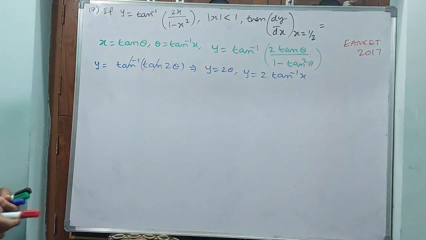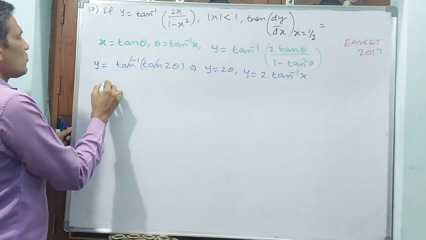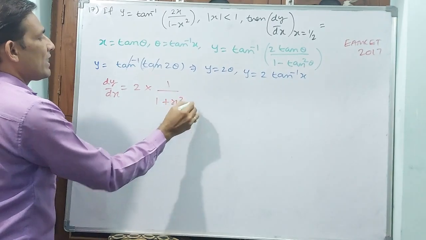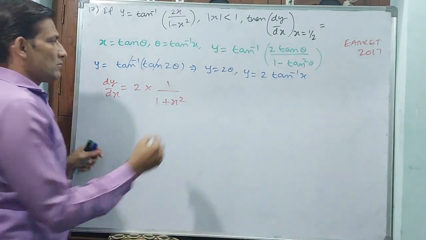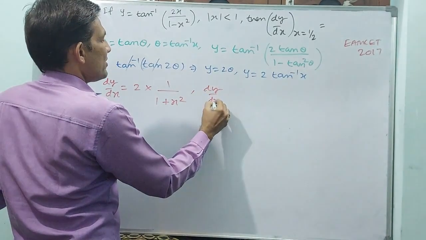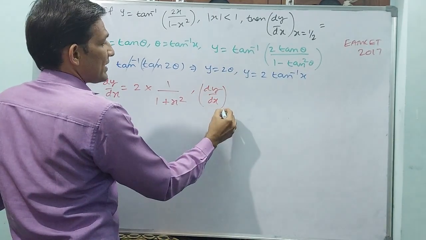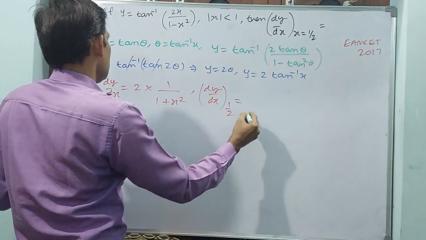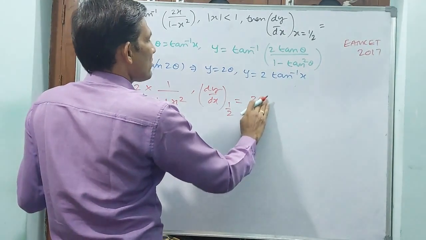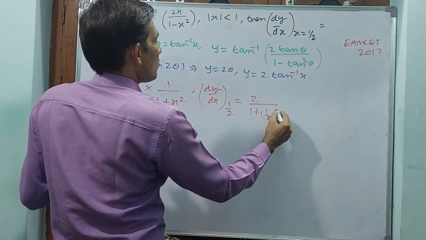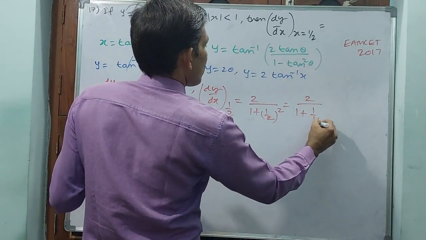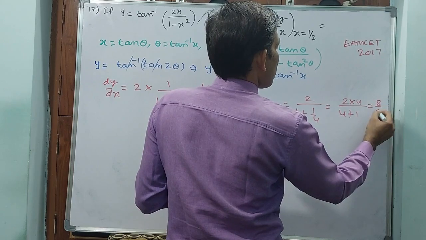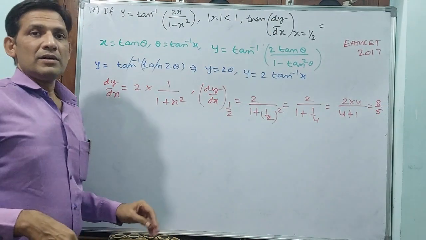Now you have got the y value. Now you differentiate. When y is equal to 2 tan inverse x, dy by dx is equal to 2 of 1 by 1 plus x square, since d by dx of tan inverse x is 1 by 1 plus x square. Then dy by dx at x equal to 1 by 2 is equal to 2 by 1 plus 1 by 2 whole square, that is 2 by 1 plus 1 by 4, that is 2 by 5 by 4, which is 8 by 5. Understand? Let us go for the next question.